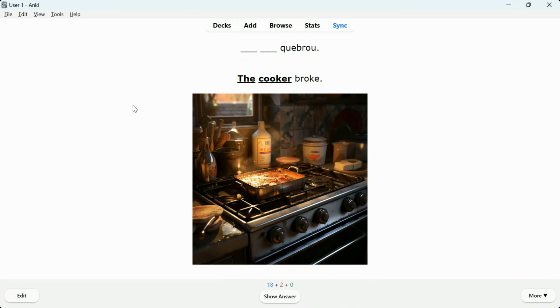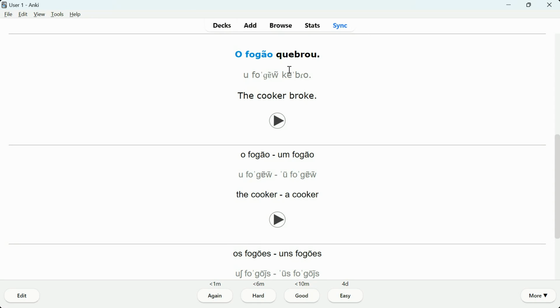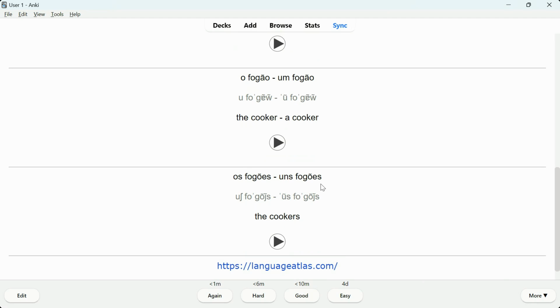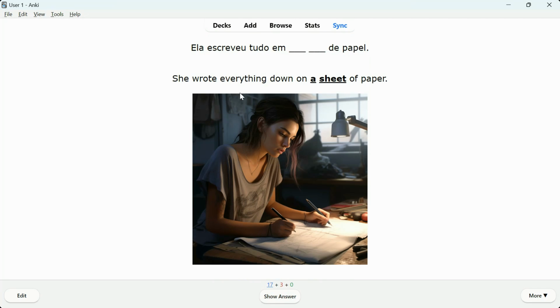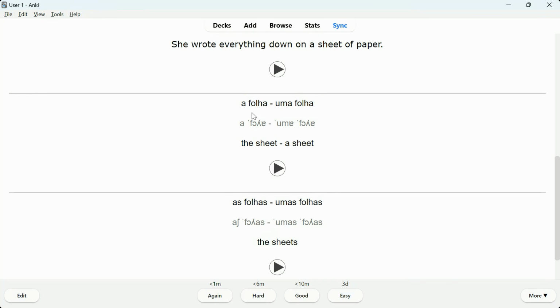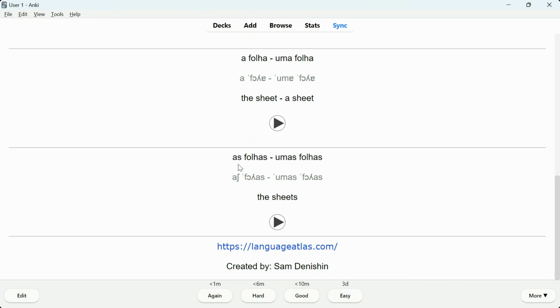The cooker broke. The cooker. O fogão quebrou. O fogão, fogão. Os fogões, uns fogões. She wrote everything down on a sheet of paper. A sheet. Ela escreveu tudo em uma folha de papel. A folha, uma folha. As folhas, umas folhas.